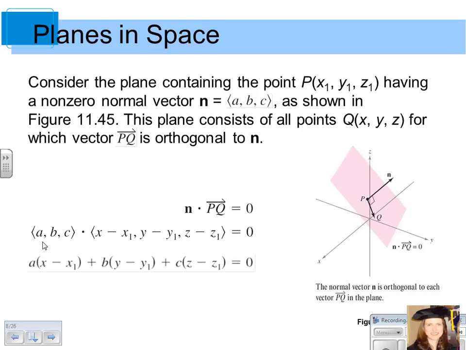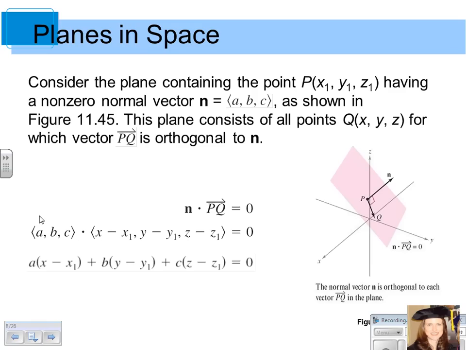So if the normal vector has components a, b, c, then the PQ vector can be found by taking the terminal point minus the initial point. You come up with x minus x sub 1, y minus y sub 1, and z minus z sub 1. The point P has the coordinates x1, y1, z1, and the point Q is the general point that represents all the points on the plane with coordinates x, y, z. So to find PQ, you take the terminal point and subtract the initial point, and the components are given here.